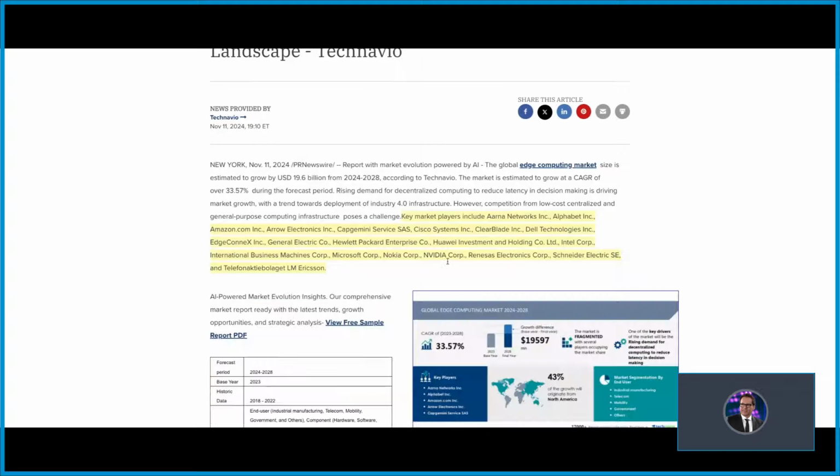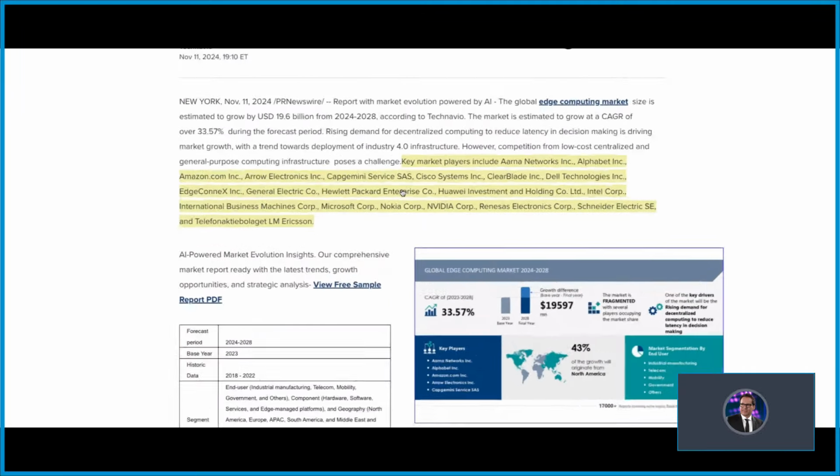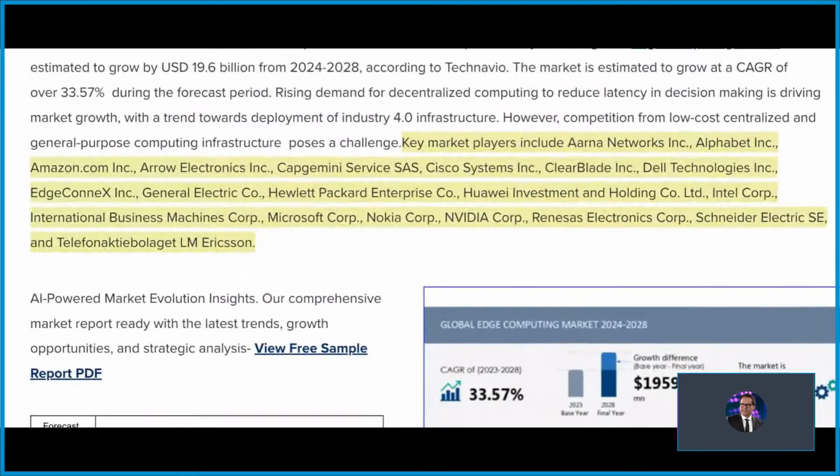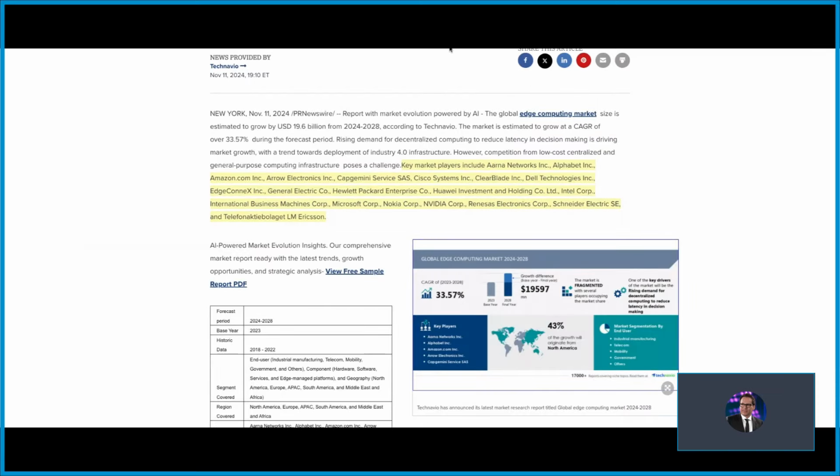Now, there's a lot of big companies within this one. Let me kind of zoom in on that. Key market players, you're going to see Alphabet in there, Amazon. You've got companies like Cisco, Dell. Amazon, of course, is in this, IBM, Microsoft, Nokia, NVIDIA, of course. But the ones that I'm looking for are the companies that are going to do decentralized compute. Now, there's 2 that I think have the potential. If you think about Render, you could also look at Near Protocol.